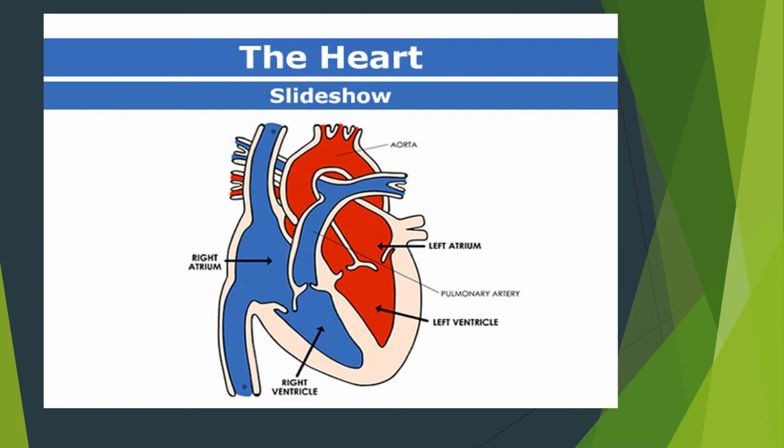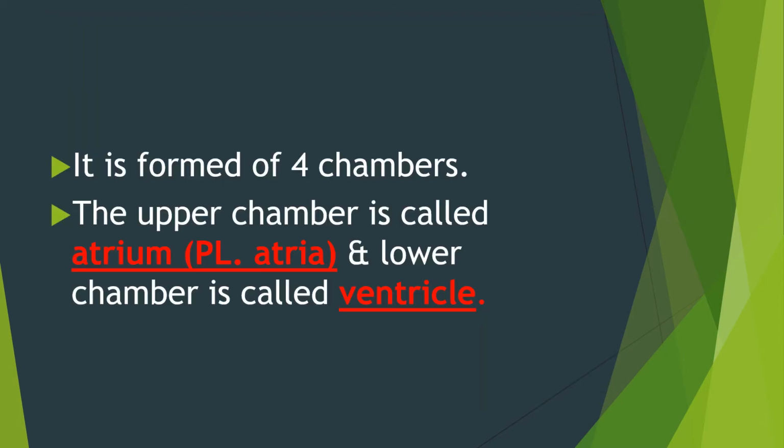So the heart consists of 4 chambers, or 4 rooms, or 4 cavities. The upper 2 cavities or chambers are called atria, the right atrium and left atrium. The lower 2 chambers are called ventricles, the right ventricle and the left ventricle. So the heart is formed of 4 chambers. The upper chamber is called an atrium and the plural is atria, and the lower chamber is called a ventricle and the plural is ventricles.